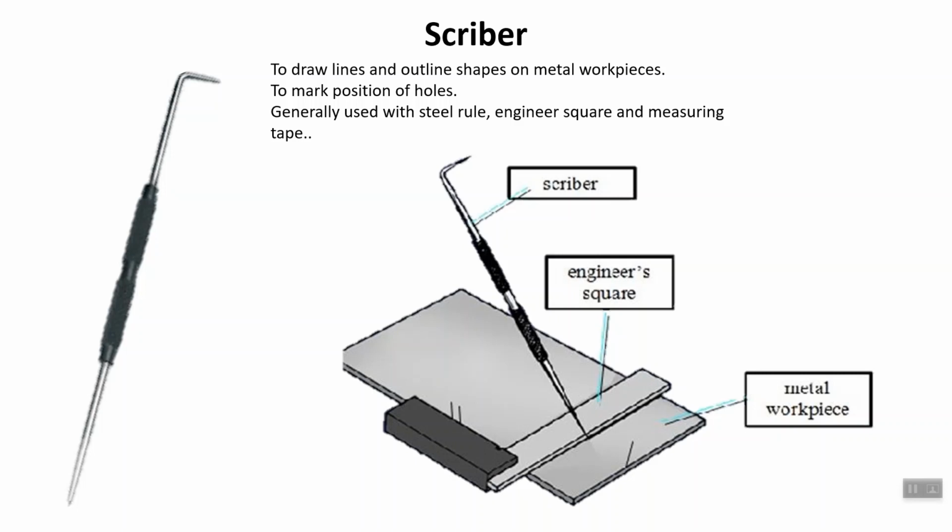As you can see in the picture, the scriber has a very sharp end here and here also. It is used to scratch the metal and to make a line or a hole mark onto the metal.